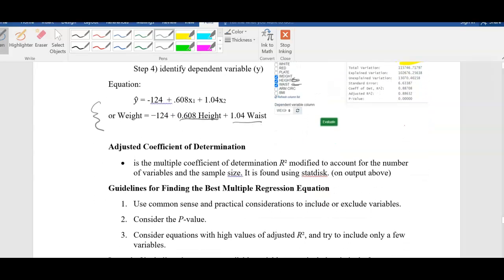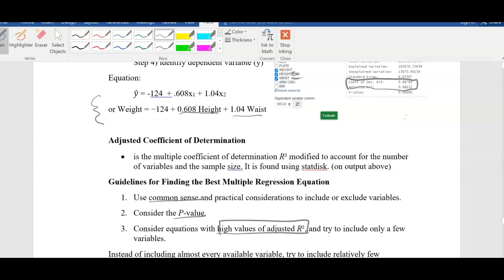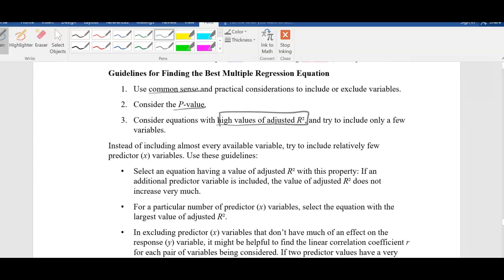Now, let's look to see if it's any good or not. The adjusted coefficient of determination is the multiple coefficient of r squared modified to account for the number of variables and sample size. It's found using StatDisk on our output. If you look up here, we have a regular coefficient of r squared and our adjusted r squared. We're going to use common sense to see if this makes sense. We're going to look at our p-value to see if it works well. Then we're going to consider equations with high values of r squared. If this is high, we like it. If it's low, we're not so happy. So the 0.88 is high, and that's good. We thoroughly like that number.